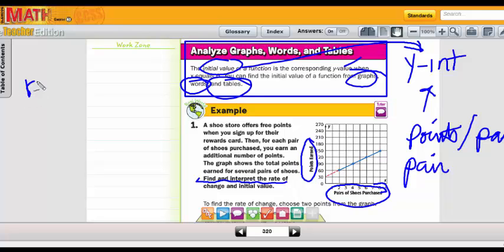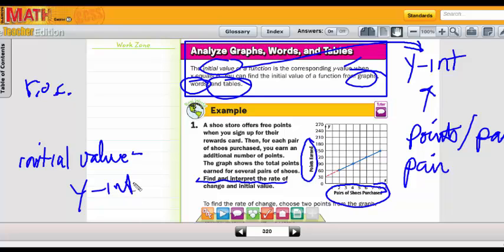So we're going to put rate of change over here. And we're going to put initial value. And initial value is the y-intercept, and our rate of change is our slope, which we're very good at finding in both cases in a graph like this. So the first thing we need to do is find the slope. Well, remember, all we need to do is do our rise over our run. Right here is our rise, and right here is our run.